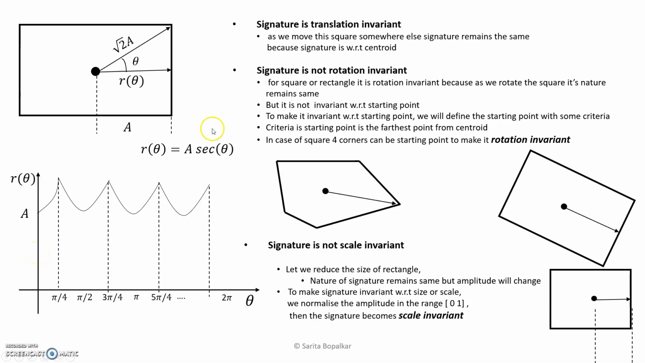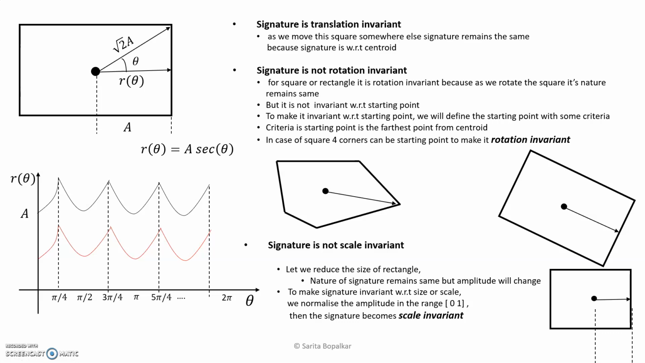For the other things, I will measure the angular displacement at every pi by 4. The nature will remain the same because at each corner you will get the maximum amplitude. Only the A and this magnitude root 2A will change. So your signature will be like this. The nature is the same but its scale has changed.